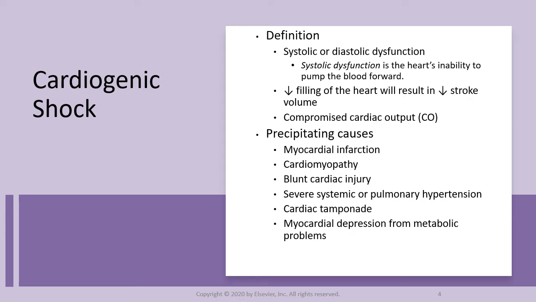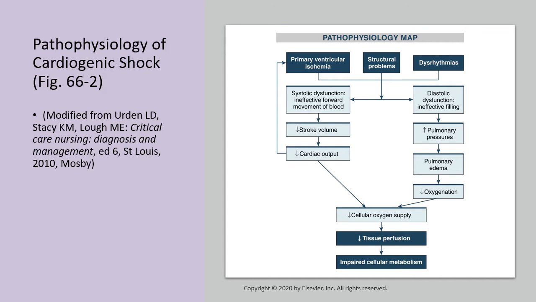When systolic dysfunction affects the right side of the heart, blood flow from the pulmonary circulation is reduced. Decreased filling of the heart results in decreased stroke volume, shown once again in Table 66.1. This is Figure 66.2 from your textbook, and it demonstrates the pathophysiology of cardiogenic shock. Whether the first event is a myocardial dysfunction, a structural problem such as a valvular disorder or a ventricular septal rupture, or dysrhythmias, the patient experiences impaired tissue perfusion and cellular metabolism because of the cardiogenic shock.